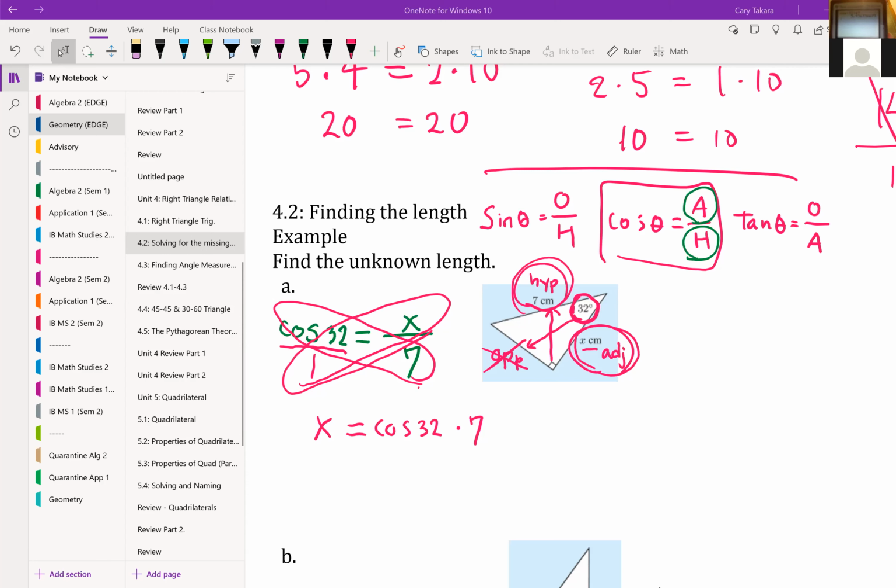Now, what did you guys get? Are you getting 5.8, 5.9? Now, so let's write it down. The answer is 5.9 centimeters. You just found the measurement for x. That's 5.9 centimeters. Did anybody get 5.8 by any chance? Did everybody get 5.9?